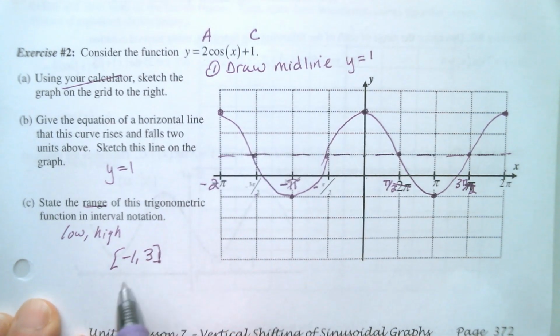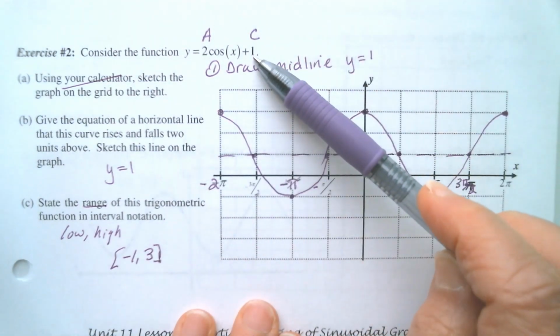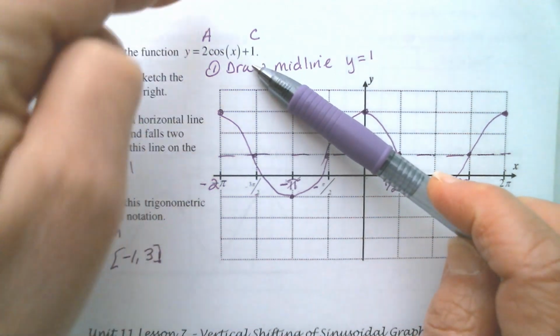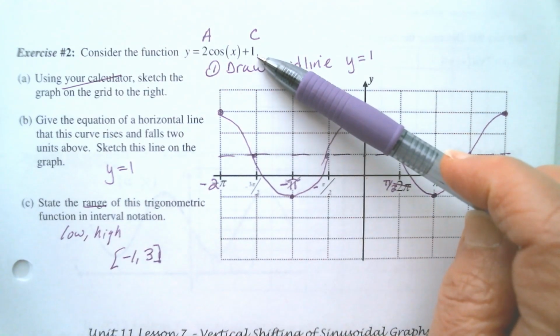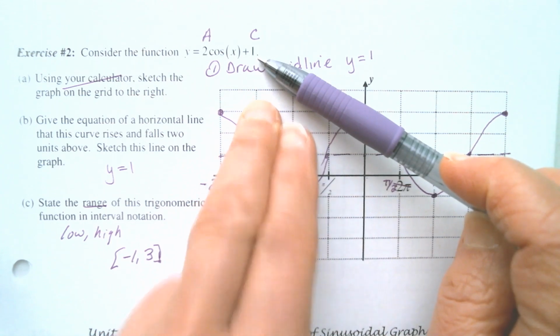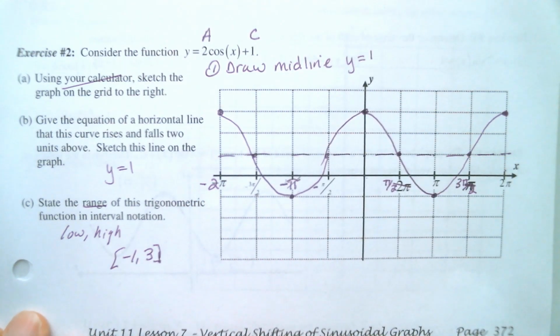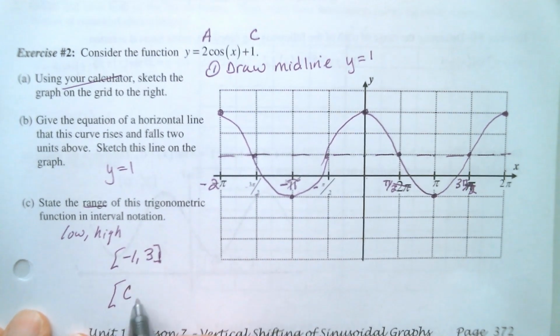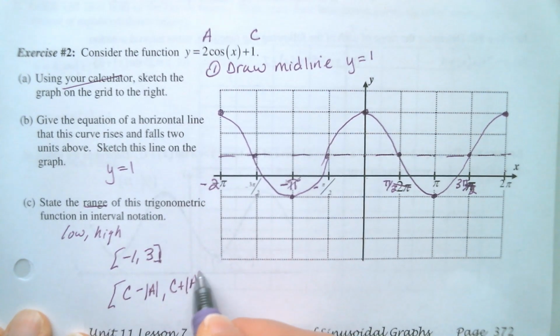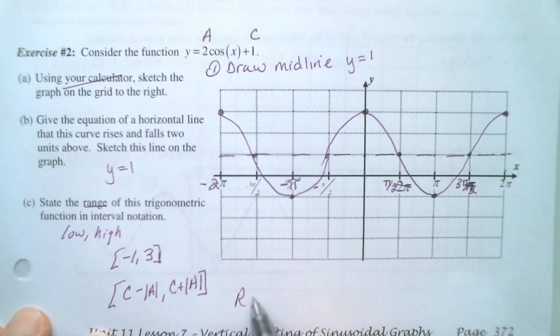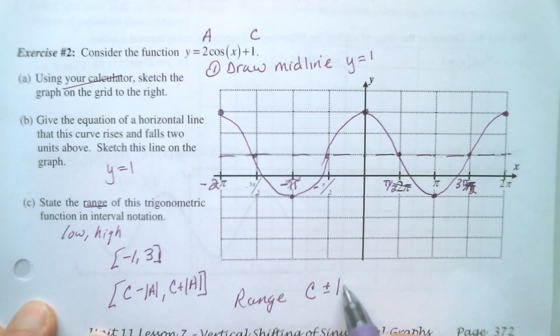The range is going to be the C value. If you think of this, right? If I take my C value of 1 and I rise up 2, that'll put us at 3. And if we take our C value of 1 and go down 2, it'll put us at negative 1. So our range is going to be C minus the absolute value of A, and then C plus the absolute value of A. So for range, you can think of it as C plus or minus the absolute value of A.